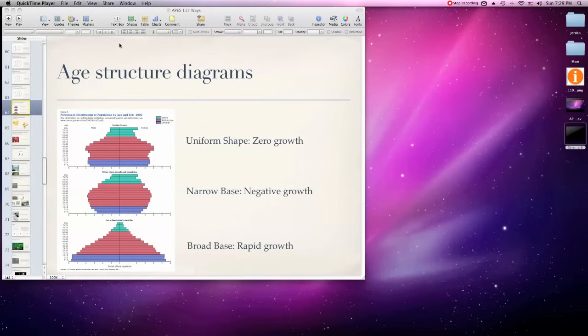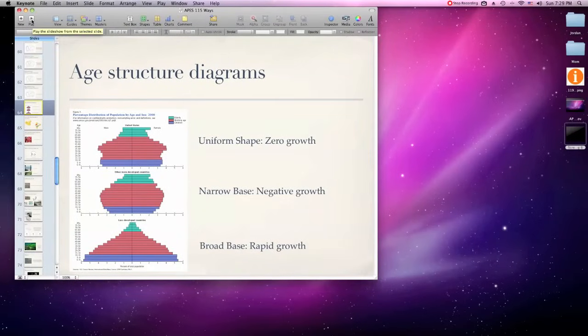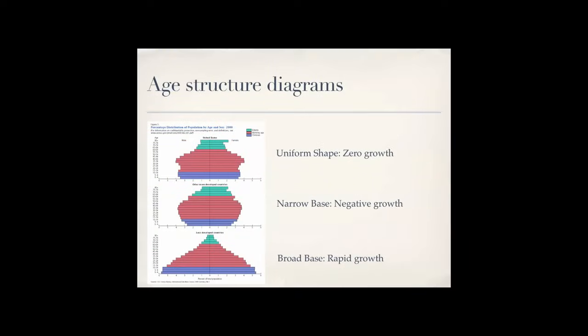Let's start up with age structure diagrams. Alright, let's get to it. So, age structure diagrams. Okay, uniform shape is zero growth. So, if it looks kind of like a rectangle to you, well not exactly, but if the infant and the adult bars are kind of similar in size, then I would say that's zero growth. So it's not really growing, like the United States. If you can see, there's the United States right there.